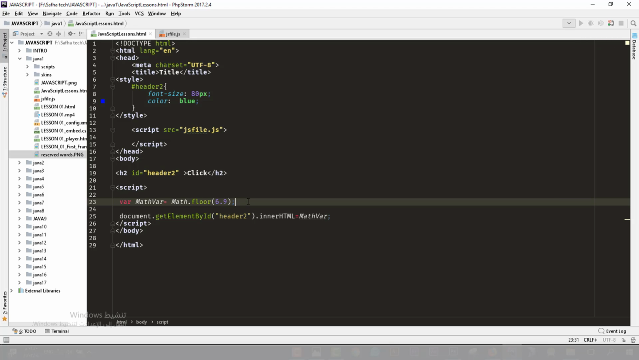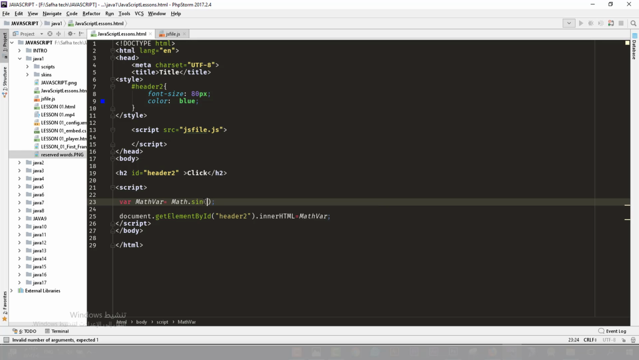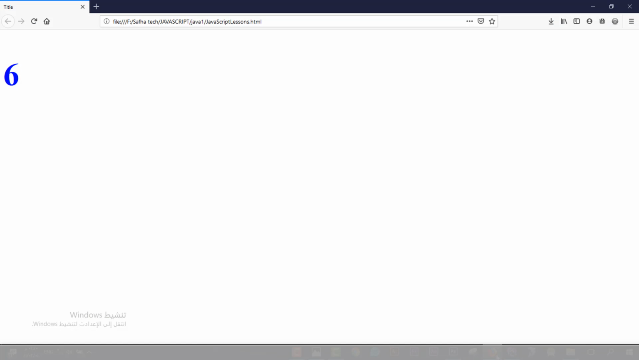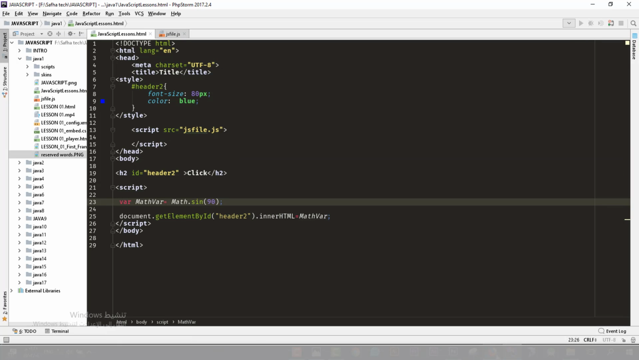Great. The next function is math.sin, which returns the sine value, between -1 and 1, of the angle that we have there. For example, here I will write sine, S-I-N, and then we will write any angle we have there, and let's save, refresh, and here we are. This is the value we will get. Great.